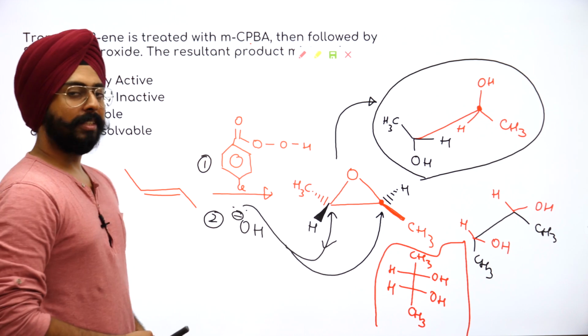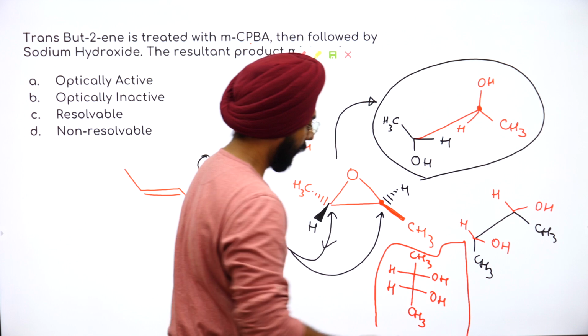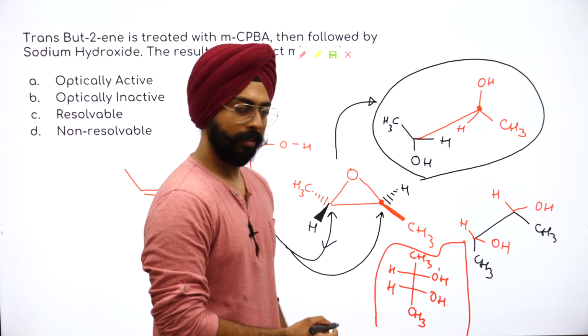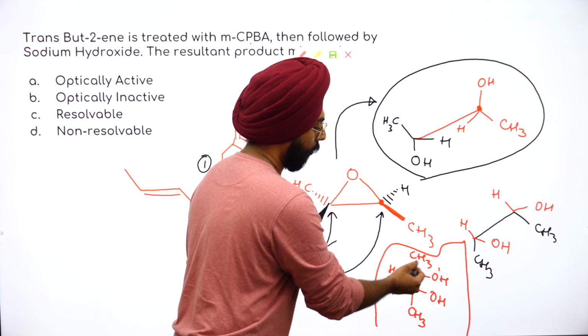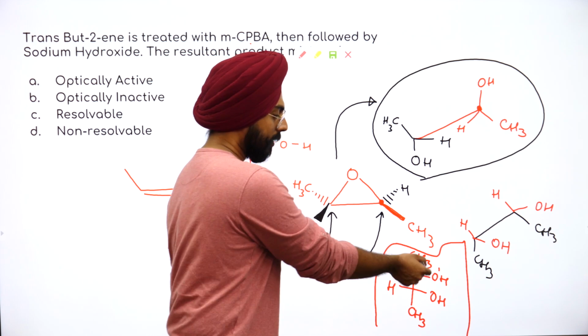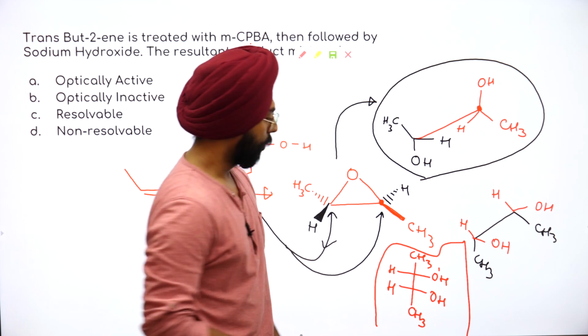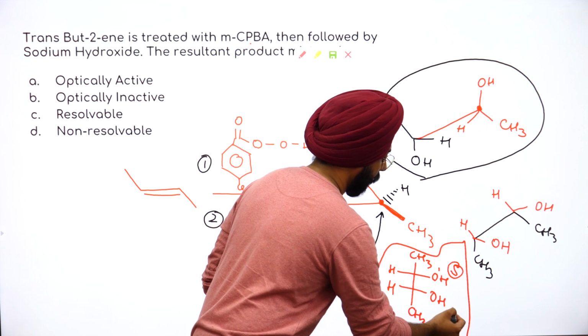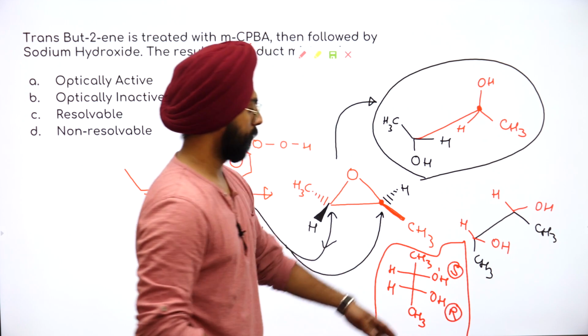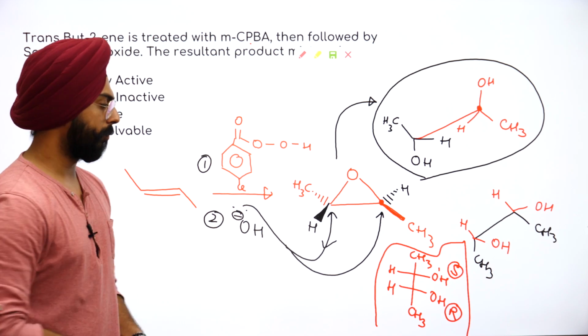What type of compound is this? Look, this is the first priority, this is the second priority, this is the third priority. So what will its configuration be? S, because hydrogen is at the front. So this will be the S configuration and this will be the R configuration. You can verify it if you want, at your leisure.